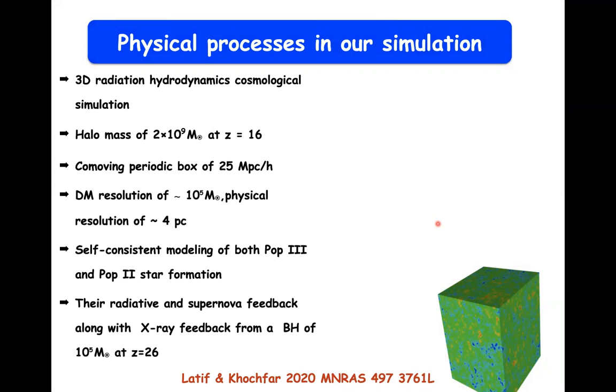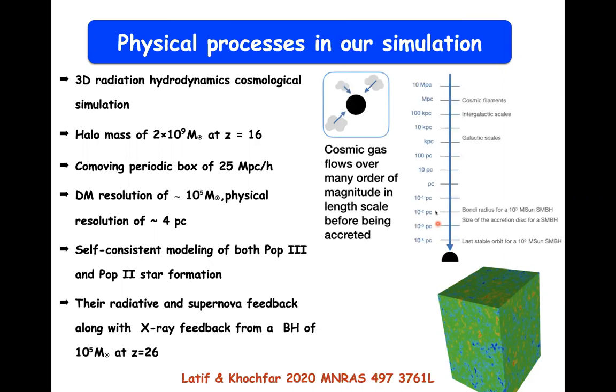The simulated halo has a mass of 2 billion solar masses at redshift 16. This is the most massive halo in the cosmological periodic box of 25 megaparsec on each side. Just to remind you, the physical resolution of my simulation is a few parsec, and the dark matter resolution is 100,000 solar masses.